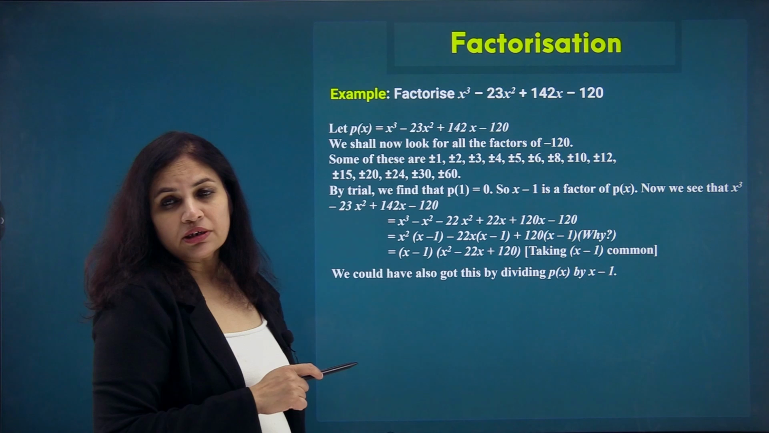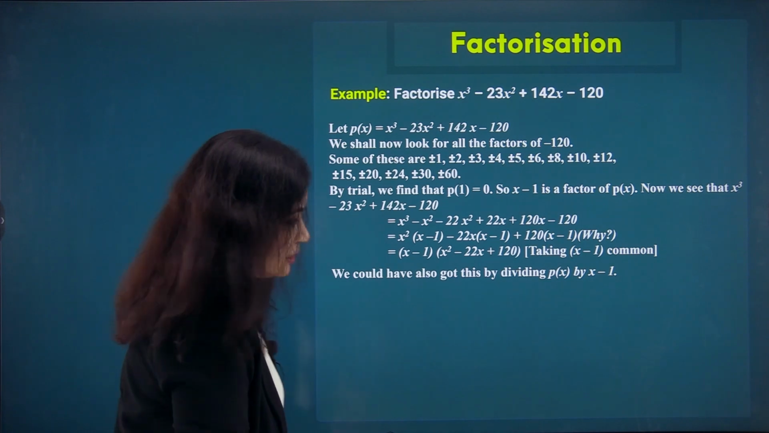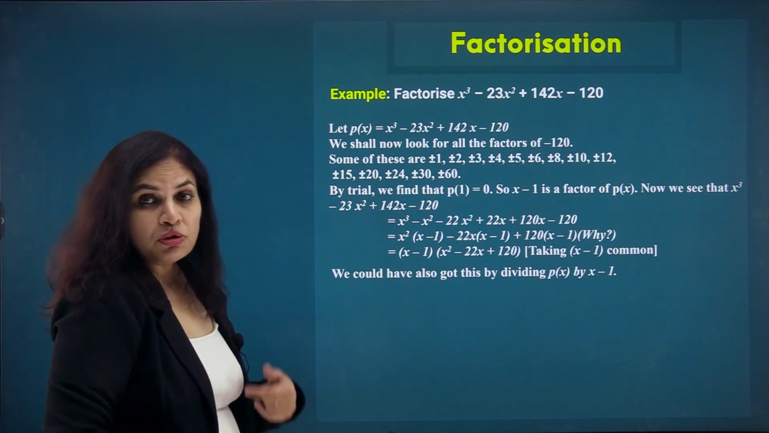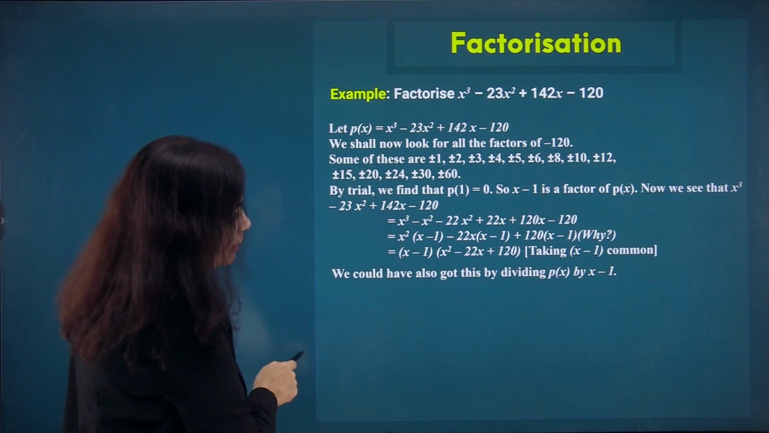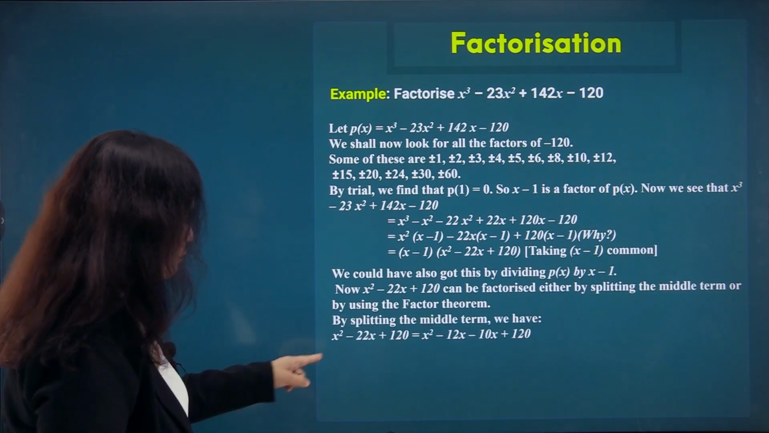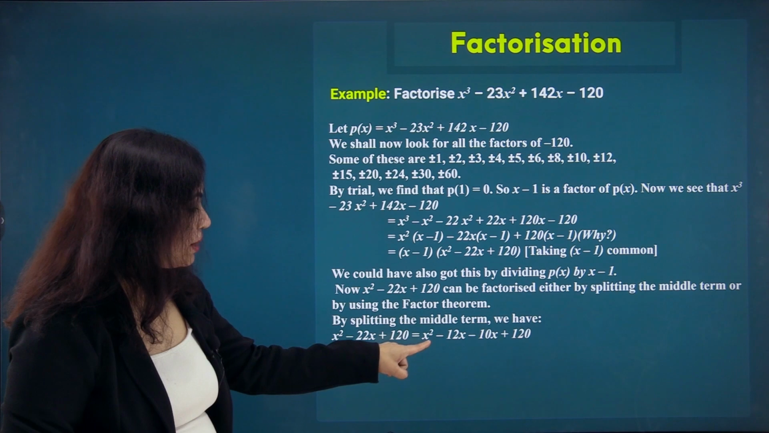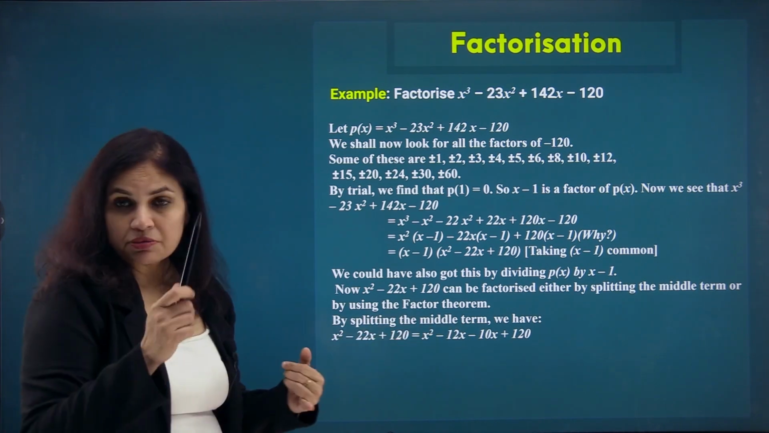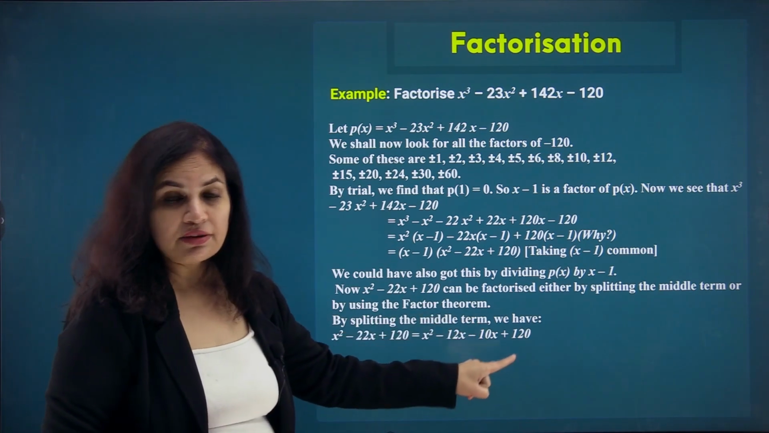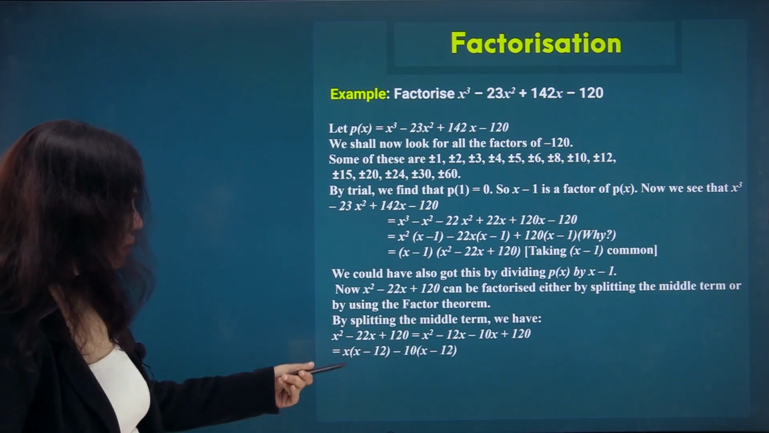Let us recall how we did middle term split. Here my A is 1, B is minus 22 and C is 120. That means the product AC is positive and the sum B is negative, which means both my factors will have to be negative. So, by using the middle term split, we have x square minus 22x plus 120 equal to x square minus 12x minus 10x plus 120, because minus 10 and minus 12 will give you minus 22 and minus 12 and minus 10 will give you a product of plus 120. Since we have already done it earlier, we are not going into detail of it.